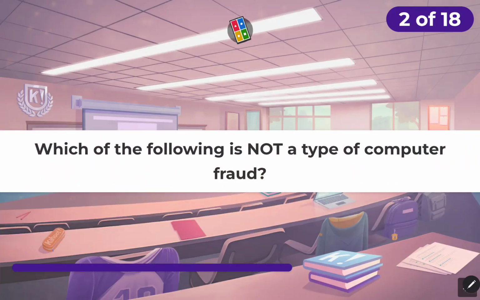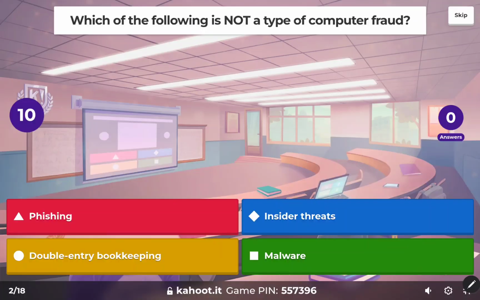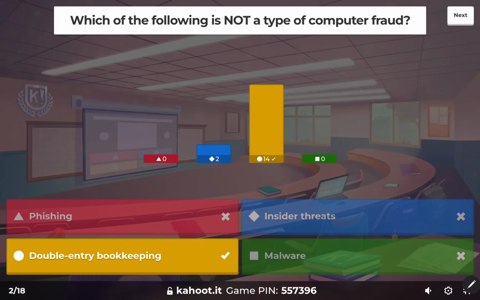Which of the following is not a type of computer fraud? Oh, this is very clear. Oh, who put inside the trader? It's somehow related to the computer. Double entry bookkeeping is confirmed not one of the threats.